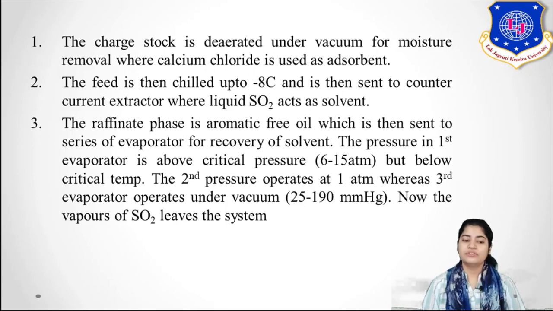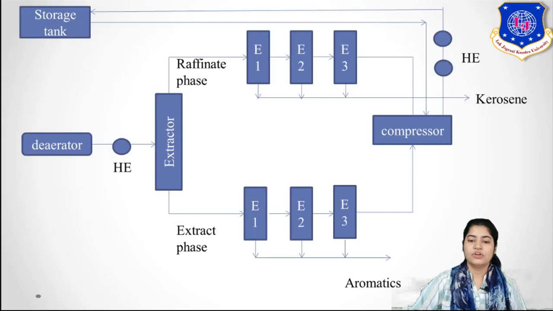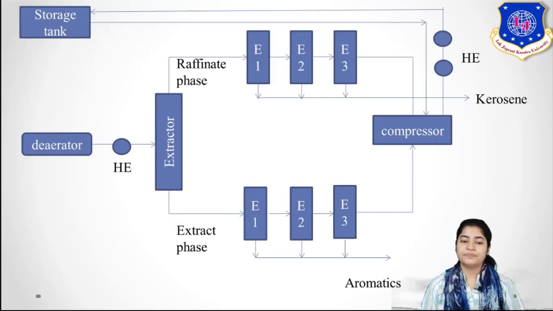So now the vapors of liquid sulfur dioxide leave the system. Okay, so see, the reason is what? This is your recovery process, right? Your raffinate phase has oil and liquid sulfur dioxide. These three evaporators in series act as a distillation column itself. Okay, high pressure to low pressure region you are going.